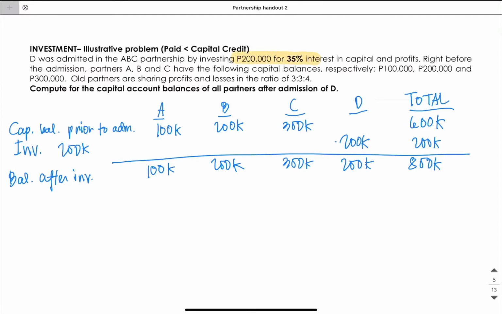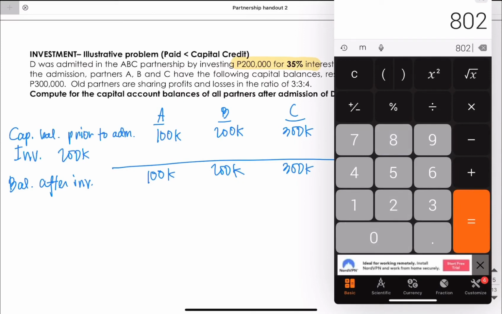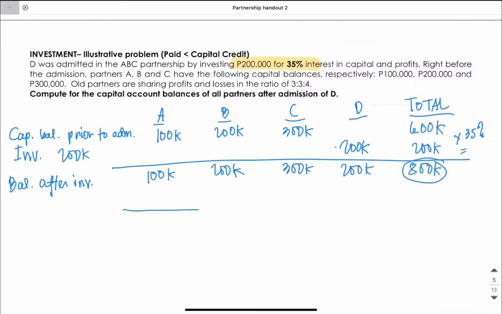So now, let's check again because this 200,000 is invested for 35% interest in capital and profits. So we have to check whether it is equal to 200,000. We multiply the total partnership capital by 35%, and that will give us 280,000. So this 280,000 will be the amount to be credited to the new partner.